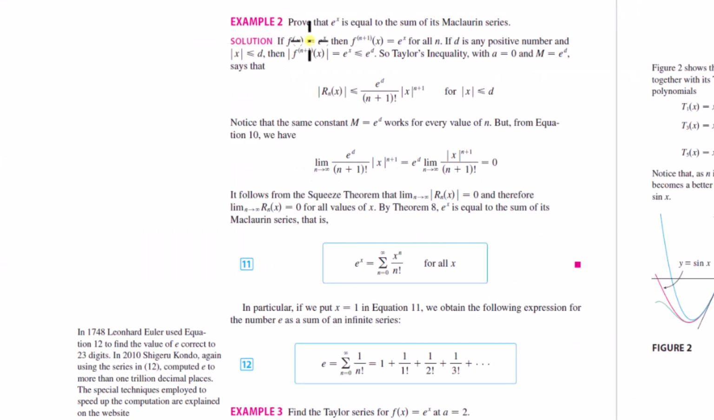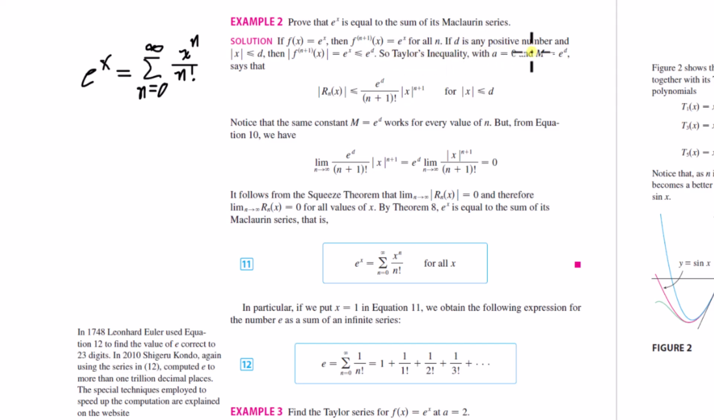So we want to prove that e to the x is equal to the sum of its Maclaurin series. We want to prove that e to the x is exactly equal to the sum from n equals 0 to infinity, because of the infinity it's exact, of x to the n over n factorial. Okay, so think about the n plus 1th derivative of the function. It's going to be e to the x for all n.